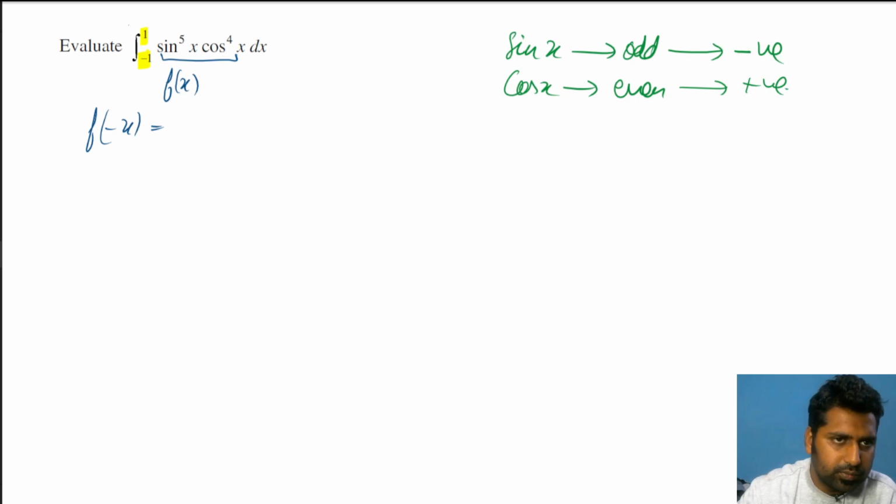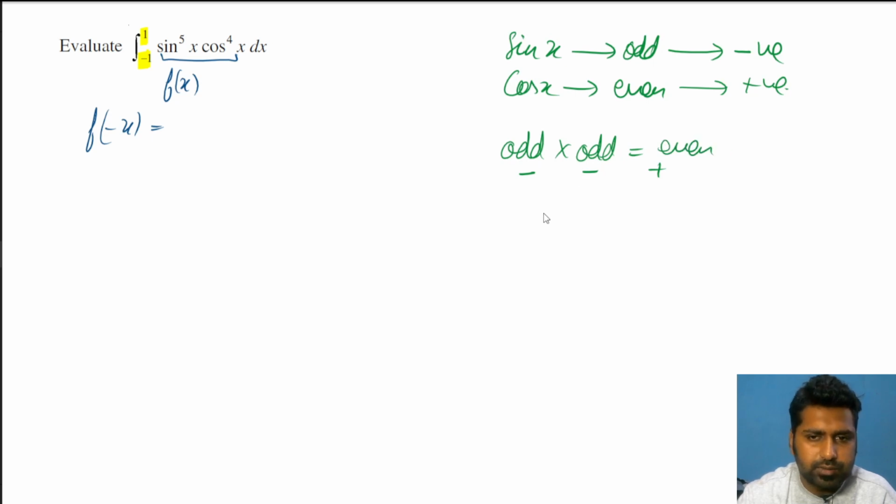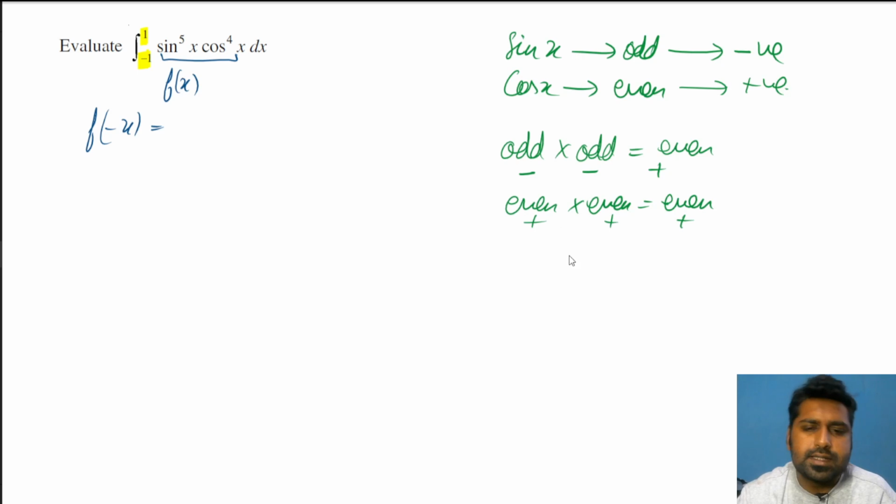Now if I ask you what is an odd function multiplied by an odd function, you'll say negative multiplied by negative. Try to think, what is that? Positive. That's an even function. What is even multiplied by even? Suppose an even function is being multiplied by an even function. So try to think, positive multiplied by positive is positive, even. Okay, another result, odd multiplied by even.